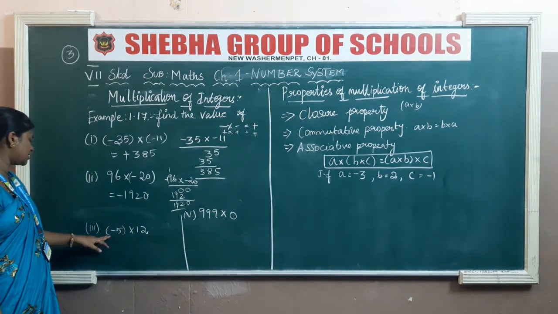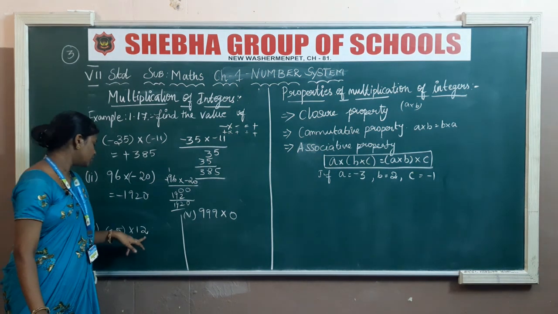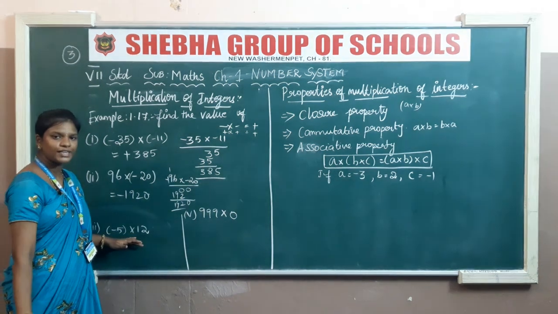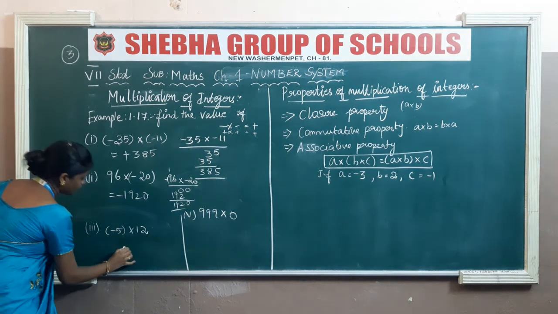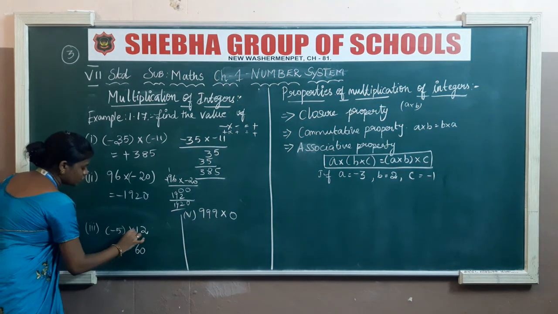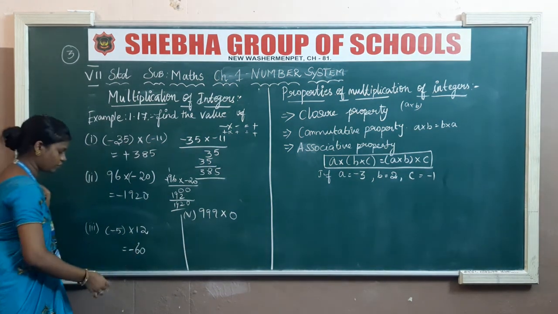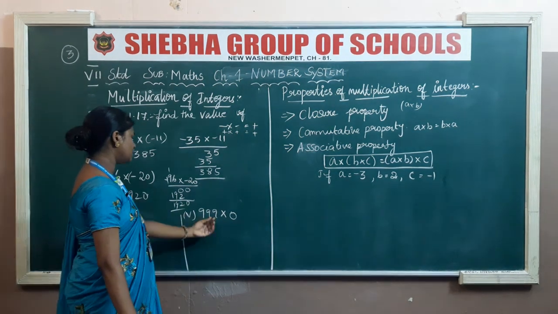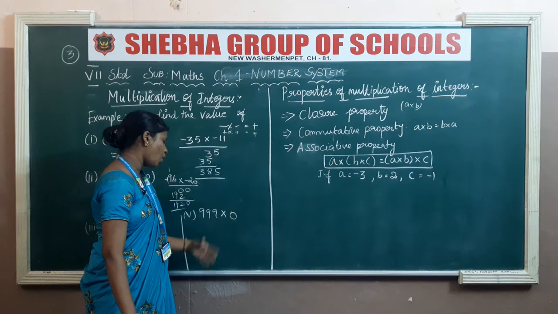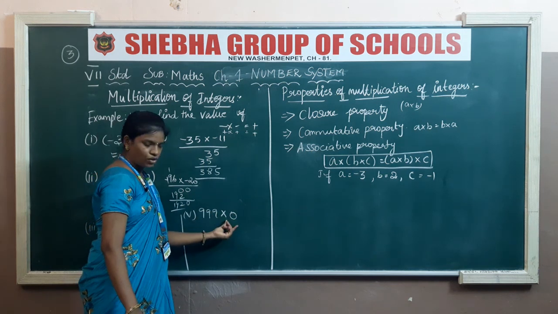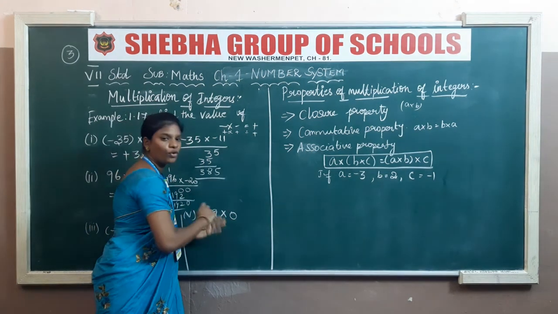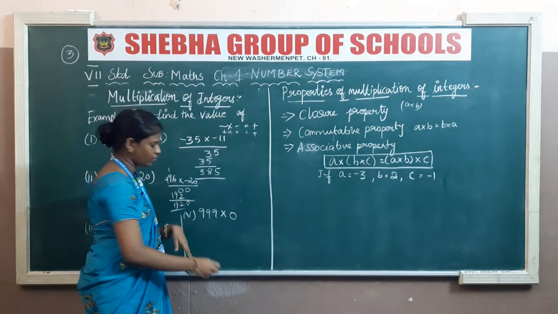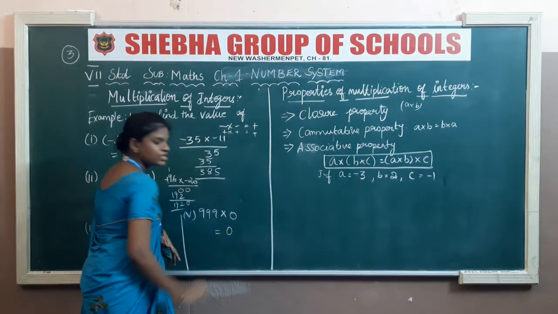Next is the fifth sum, minus 5 into 12. Minus 5 into 12 is obviously 60. Minus into plus is minus, so we have to put minus 60. The next sum is 999 into 0. Any number multiplied with 0 is obviously 0. So we have to put only 0.